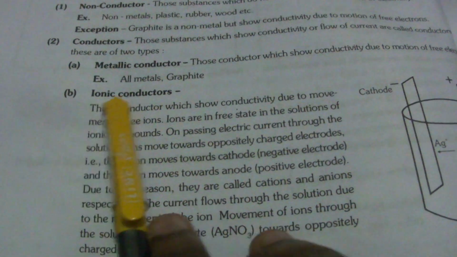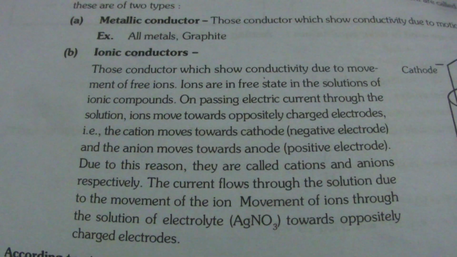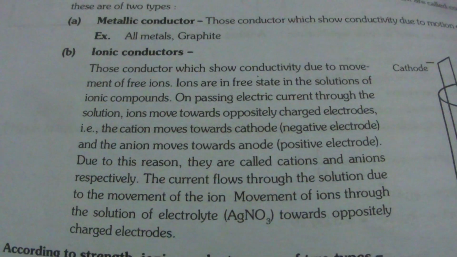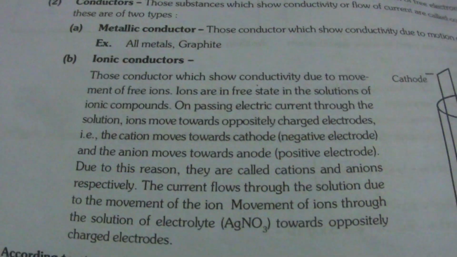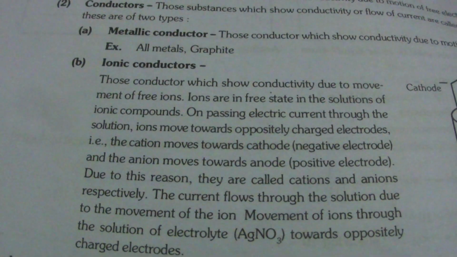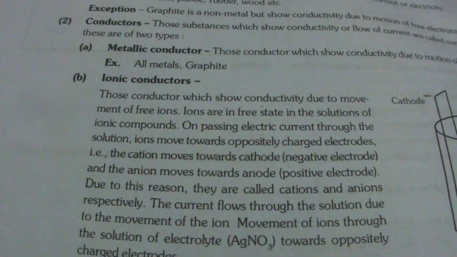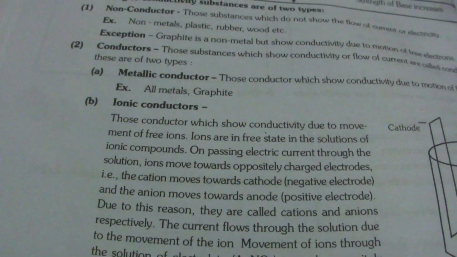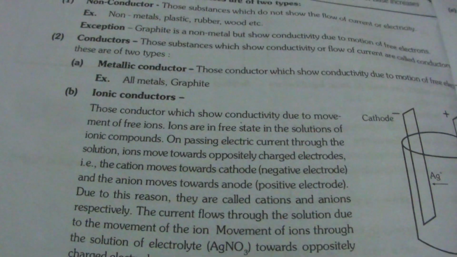Then when we talk about ionic conductors, the word itself says ionic. Here the conductivity, the passage of current, is due to the movement of ions. There we talked about free electrons; here we must talk about free ions. Ions are in the free state, but when you pass electricity, the ions move towards the oppositely charged electrodes.